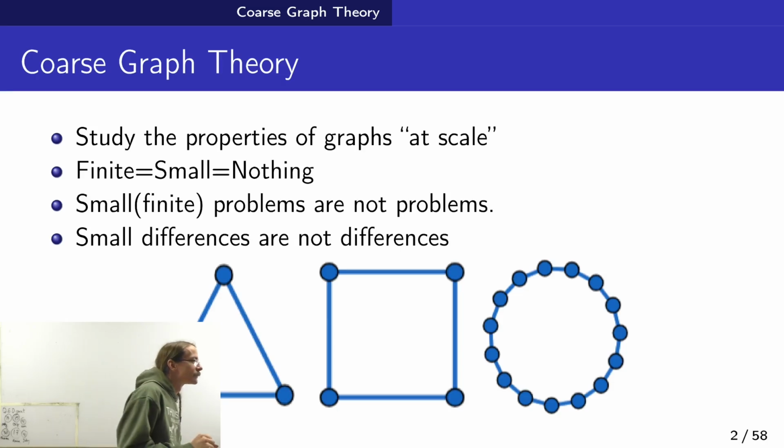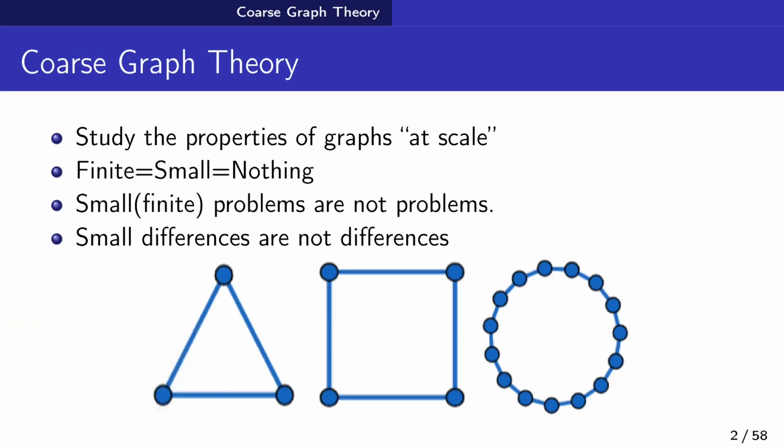We have a roadmap. Okay, coarse graph theory, what we try to do, the idea is to take graphs and look at the big picture. What's going on? We say we study them at scale. Small, finite, they go away. We do not care. If it's finite, it's gone. We're not going to worry about it anymore.